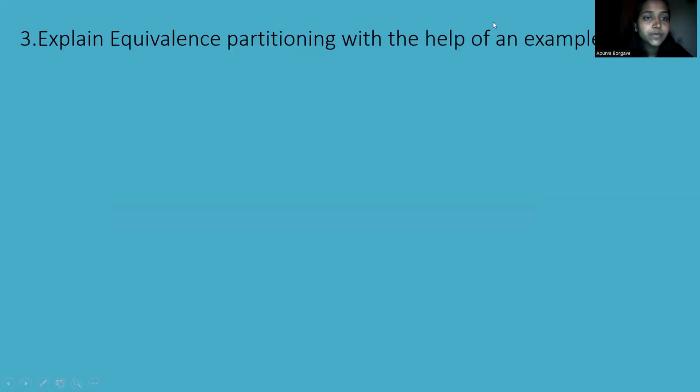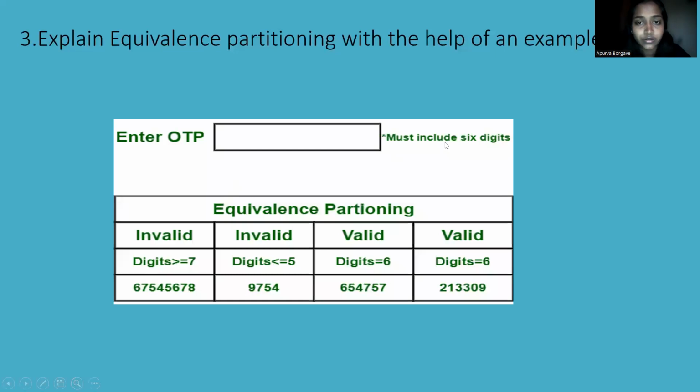The third one is: explain equivalence partitioning with the help of an example. So how do we do equivalence partitioning? I have taken an example to explain this. We are going to enter an OTP, and the OTP must include 6 digits. I have done some partitioning here: digits greater than or equal to 7, digits less than or equal to 5, and digits equal to 6.